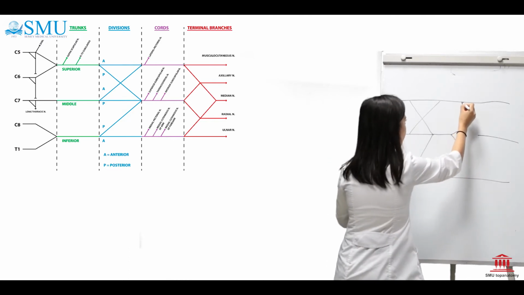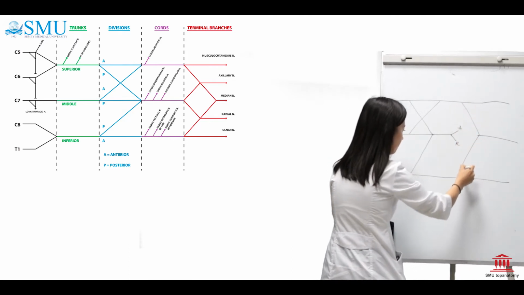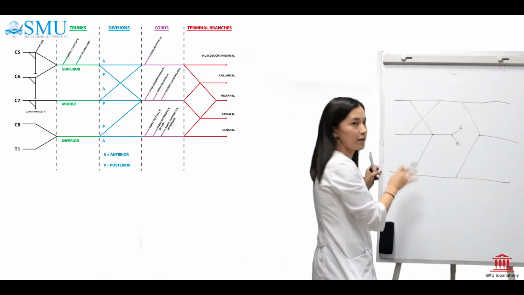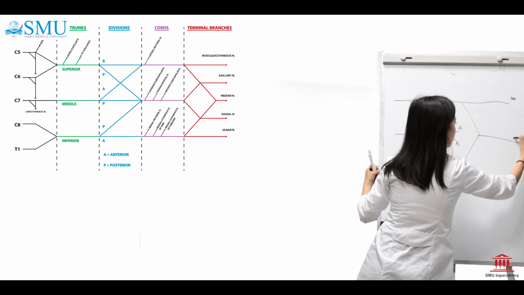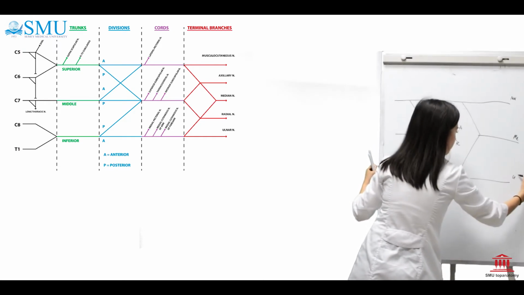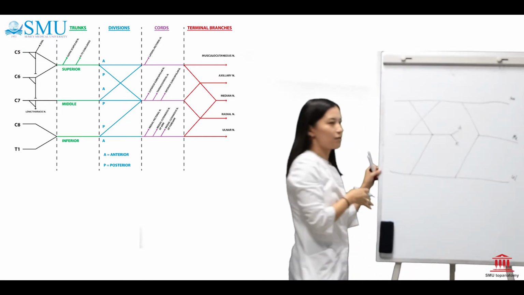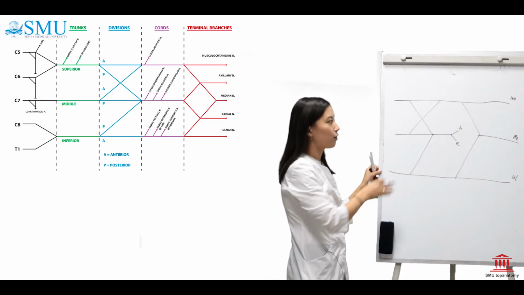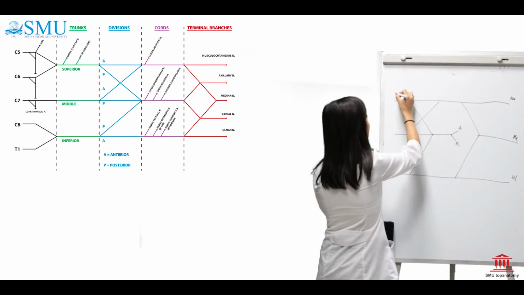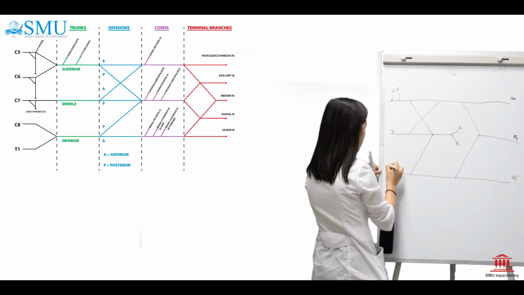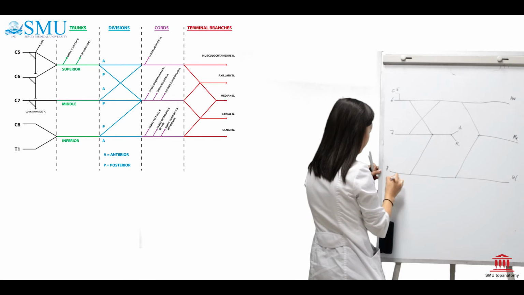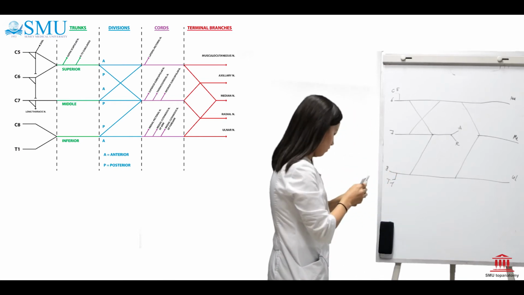Okay, now you have our M. Okay, so this is our skeleton. This is our musculocutaneous nerve, median nerve, and ulnar nerve. So this is the basis of the brachial plexus. Now we're going to name the roots, okay? So we start with C5, 6, 7, 8, and T1.